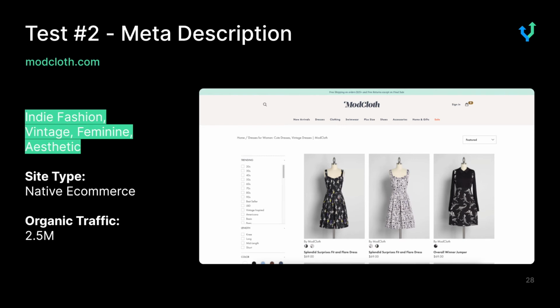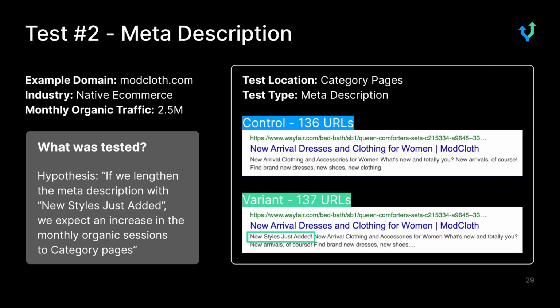Next, let's talk through a meta description test for a smaller native e-commerce retailer that has 2.5 million sessions per month. They wanted to test if adding a call to action or a phrase in the meta description would increase traffic. What's interesting to me about this test was not the test itself, but how they came up with the test. They went to their paid social team and they asked them which phrases were really resonating with their audience. And the social team mentioned that whenever they talked about new styles being added, they saw a lift in those campaigns. It worked for their users. They wanted to make sure it also worked with Googlebot.